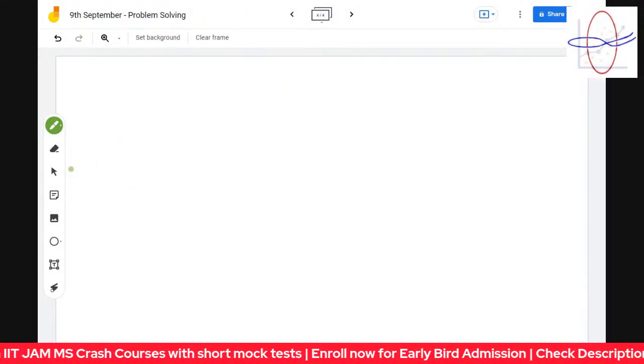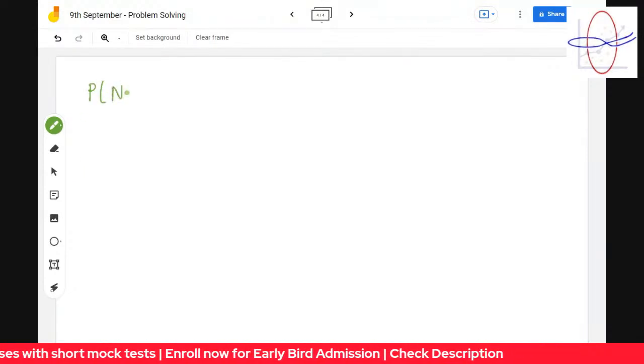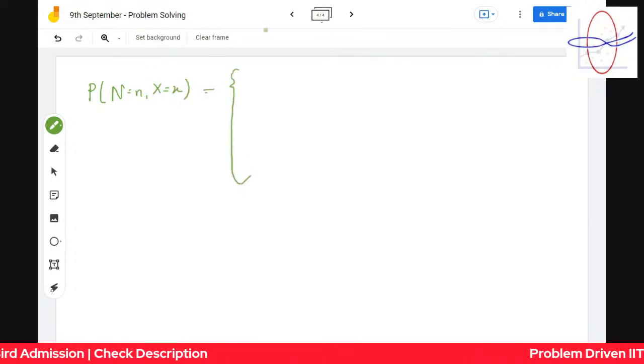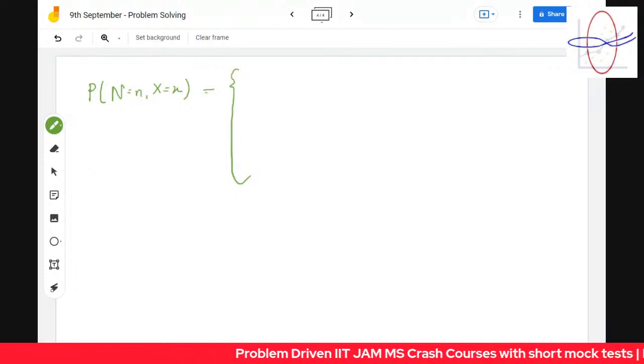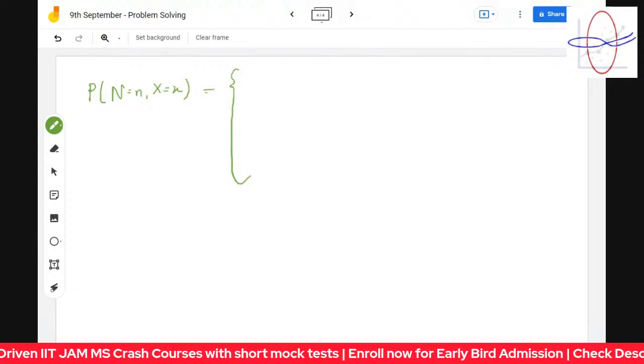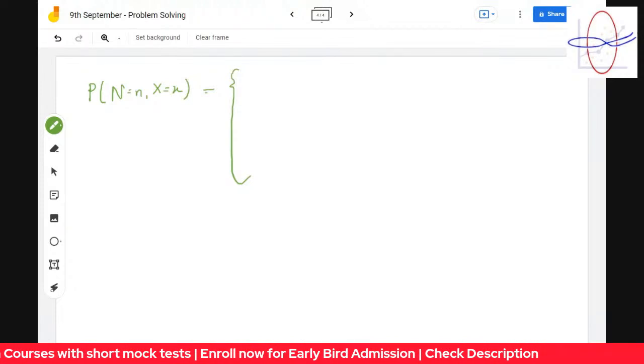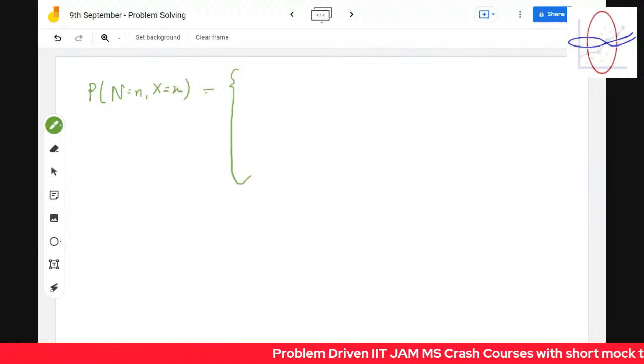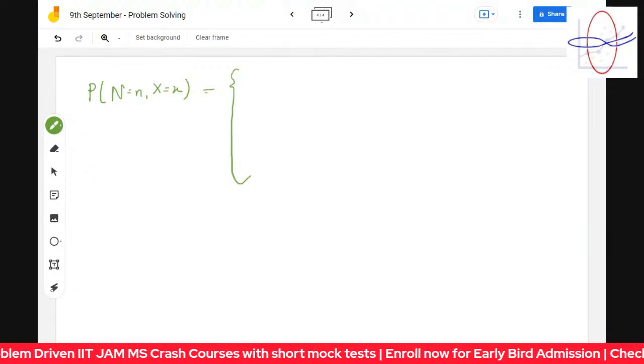We have to find the joint distribution of probability n is equal to n and x is equal to x. Can you tell me what it is now? Yes, exactly, that's what I told. If I know that you have bought 4 mangoes and 5 oranges, I automatically know that you have bought 9 fruits. So if you add that variable, that's not adding any probabilistic information over here. That's redundant.